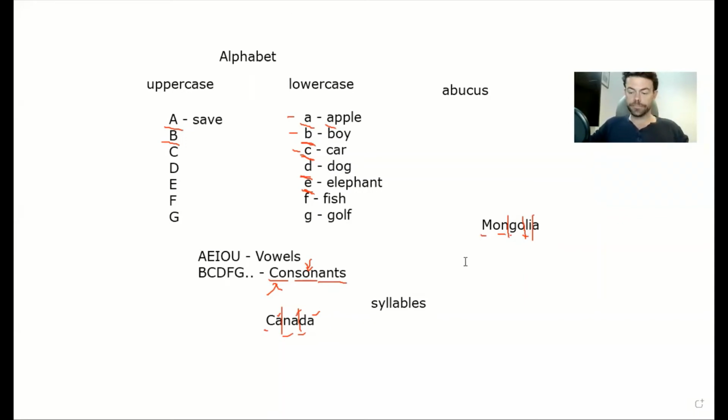Let's try another one. Madagascar. The first syllable, ma, da, gas, car, Madagascar. All right. So in English, it's a lot more choppy on the consonants, broken up over syllables. Madagascar.